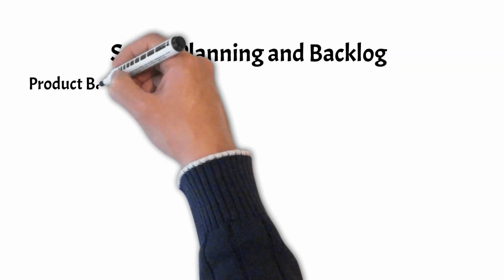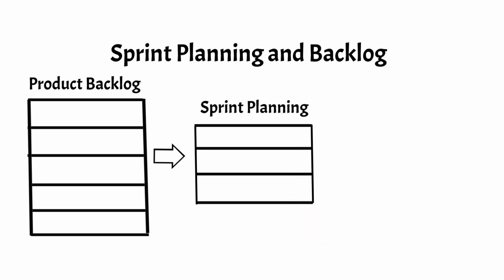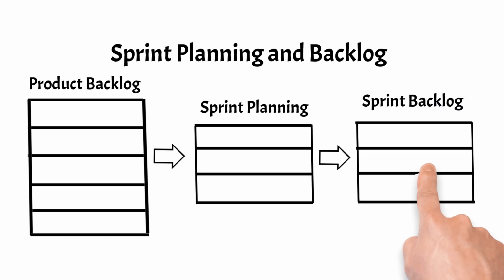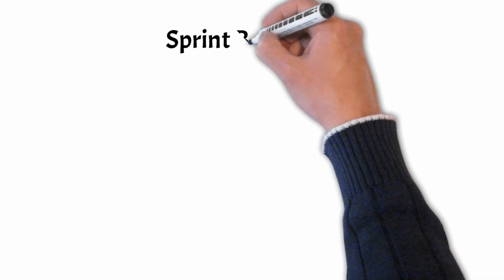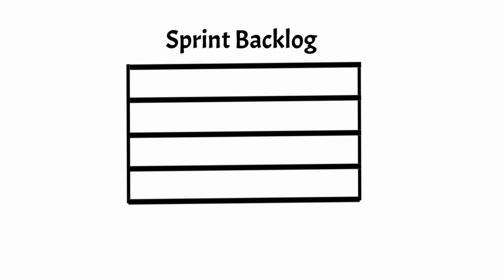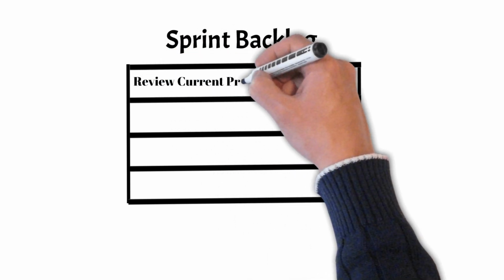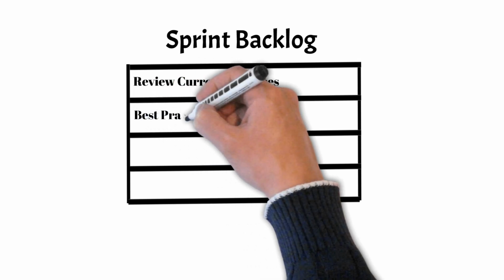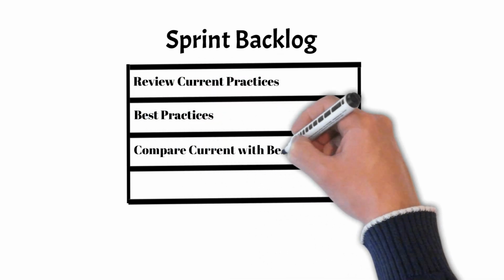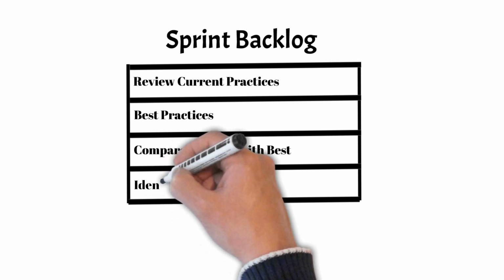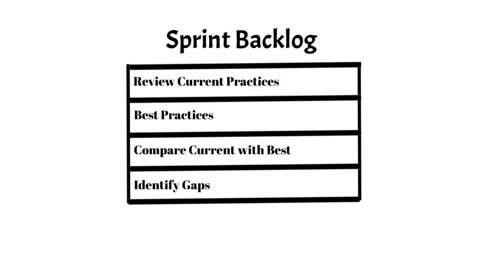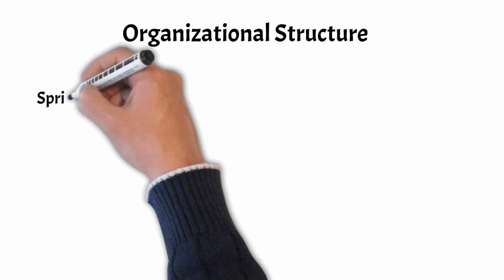Once the product backlog has been built, the next step is sprint planning. It involves deciding which features and requirements from the product backlog will be addressed and then assigning an appropriate number of tasks to what is called the sprint backlog. Here is an example of a sprint backlog for the first sprint in the hygiene example. Review current practices in hand hygiene, review best practices in healthcare, compare current practice with best practices, identify gaps and areas for improvement.